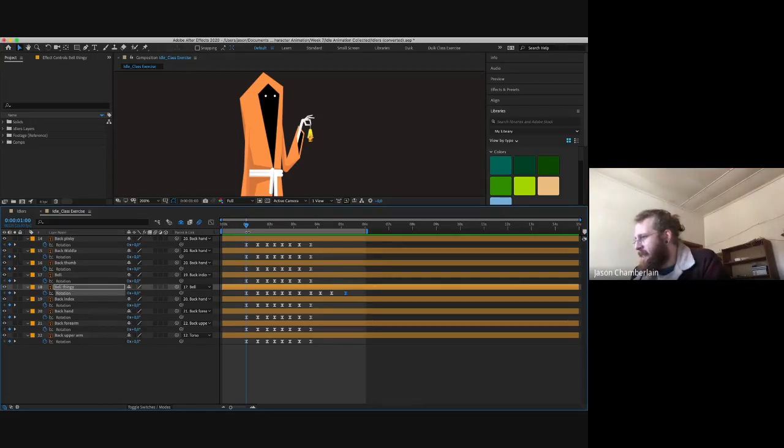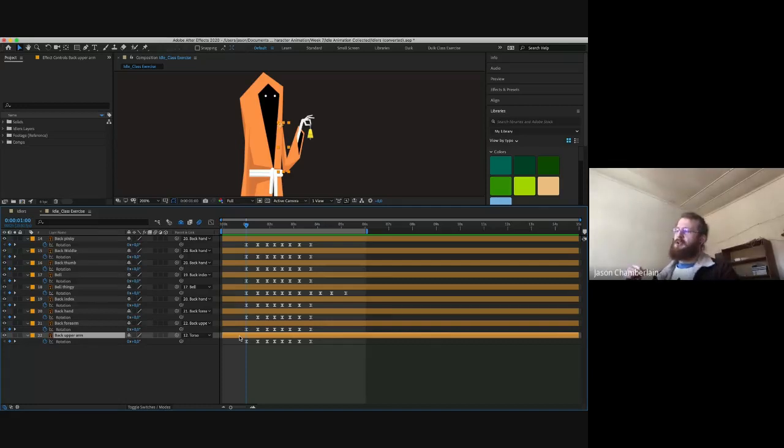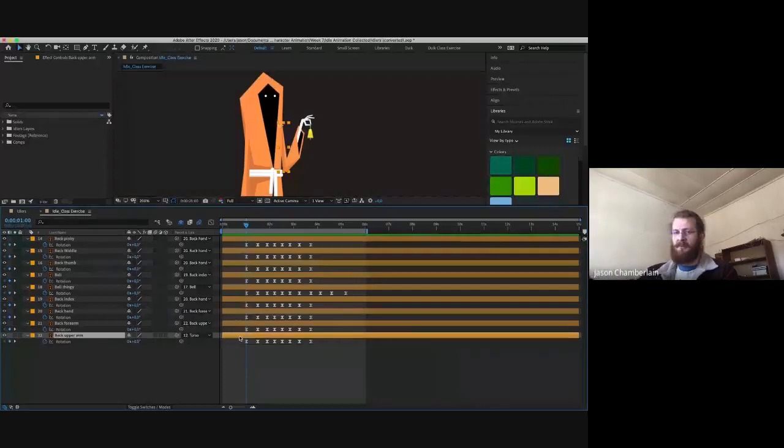No? Okay, so we want to introduce some overlapping action, right? Because at the moment, if you hit spacebar, everything's moving at the same speed. It's really boring, right? And it's not realistic at all. So what I'll start doing is, we know that the back upper arm, that's layer 22, right? That's kind of where our motion sort of starts stemming from. There's a little bit of a ruck in the shoulder as we bring that forearm out, okay?